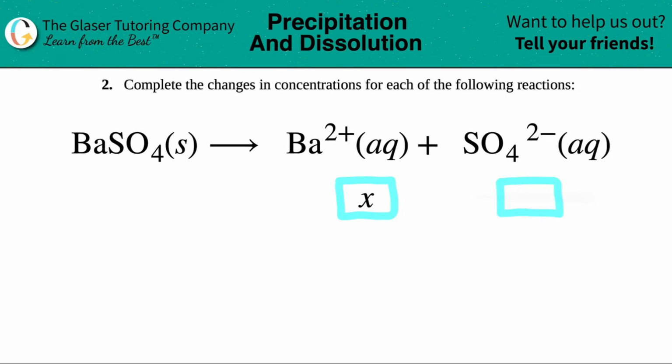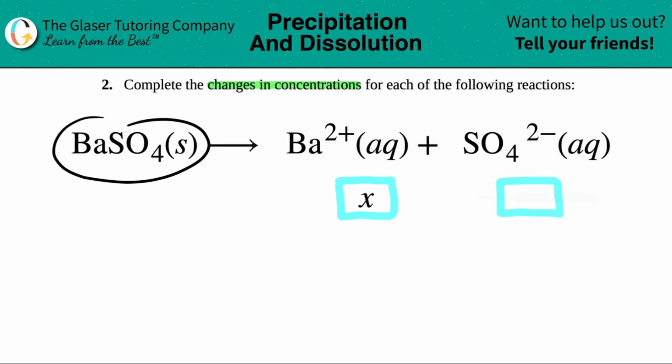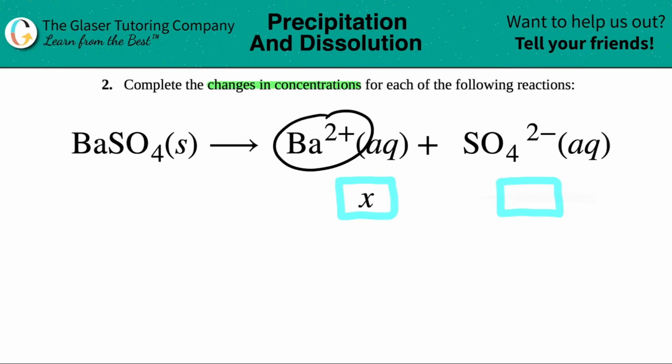Number 2, complete the changes in concentrations for each of the following reactions. And then we have this balanced equation right here. So we have barium sulfate, BaSO4 solid, will dissociate or break down into its two ions: barium 2+, which is aqueous, and then the sulfate, SO42-, which is also aqueous.